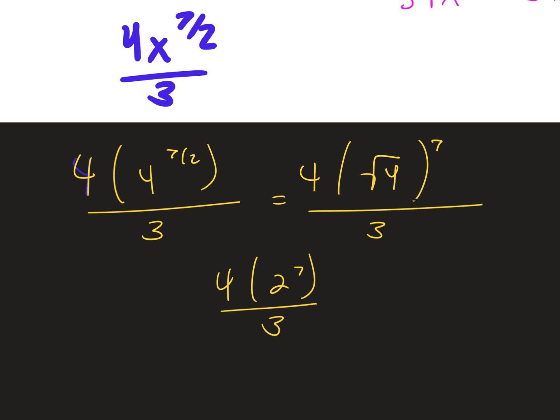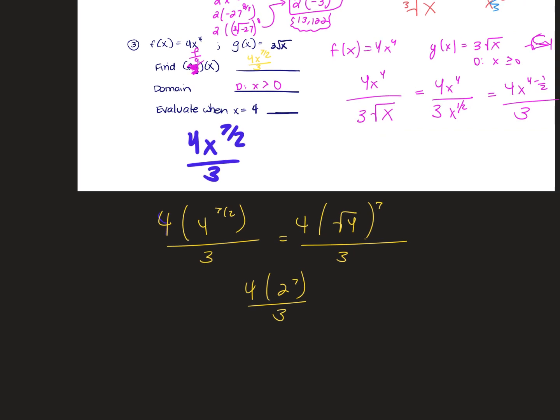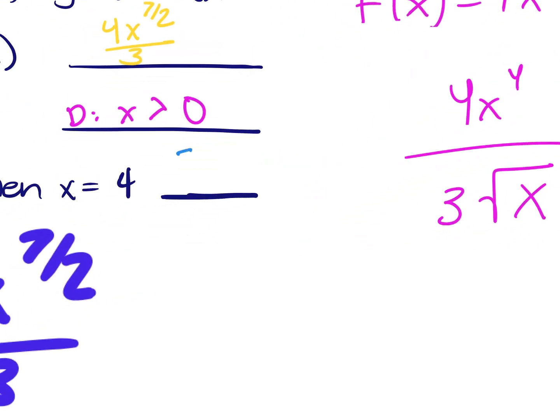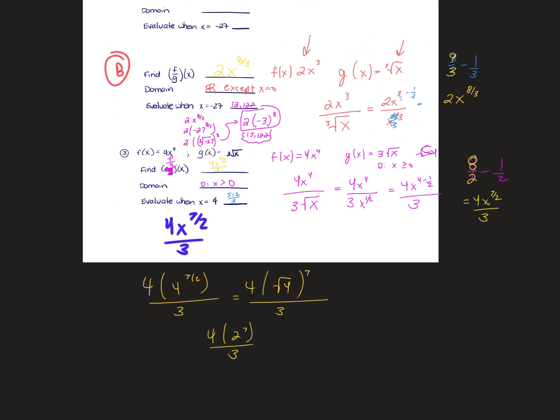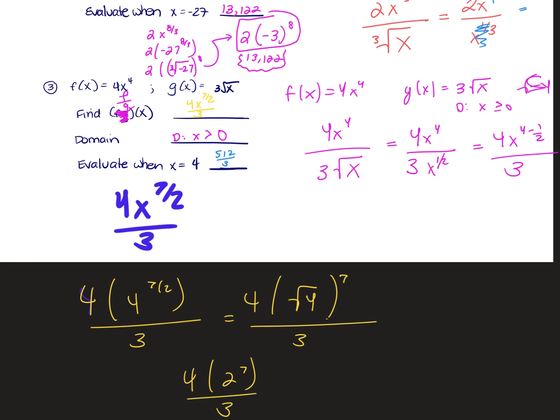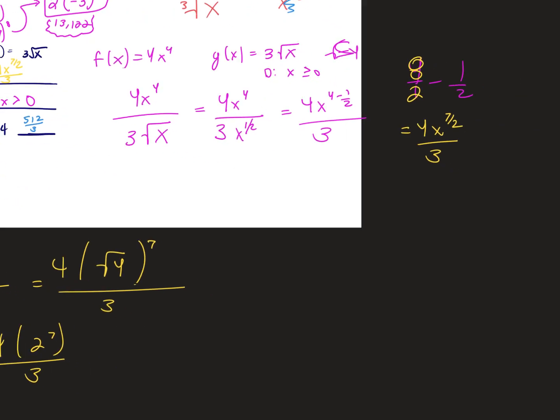Use your calculator. 512 over 3? Okay. Simplify the numerator first. The square root of 4 is 2. 2 to the 7th power is whatever, times 4, divided by 3. If it says no decimals, which it probably will, you need to leave it as a fraction, just like Jeremiah did. But your biggest takeaway, guys, that you have to remember is this.